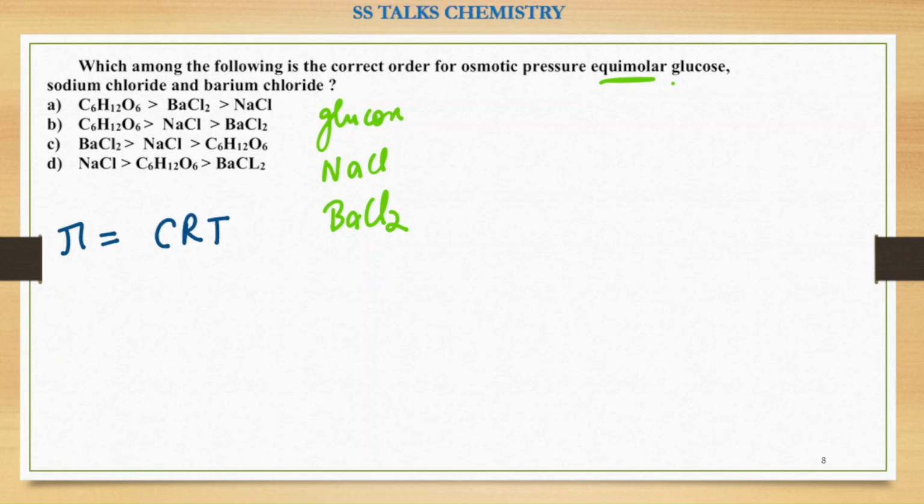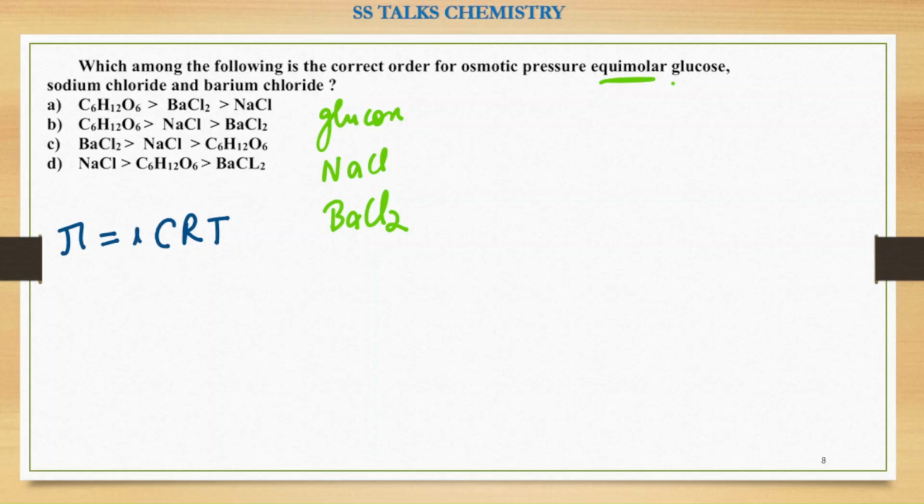This equation we generally use for solutions in which no association or dissociation is taking place. But here these molecules, sodium chloride and barium chloride, being electrolytes, dissociate into the solution. So different ions are being produced. They are also counted in the calculation of the colligative properties.